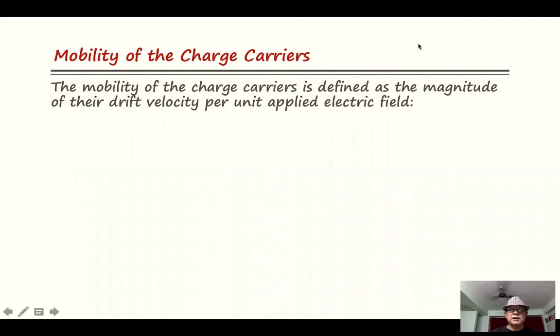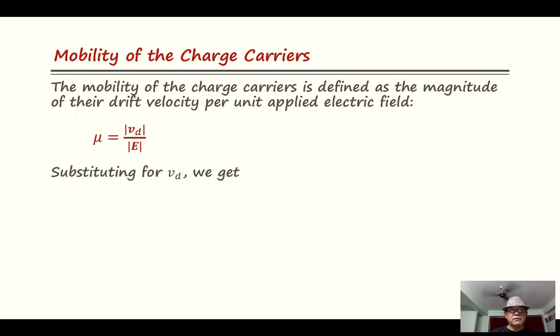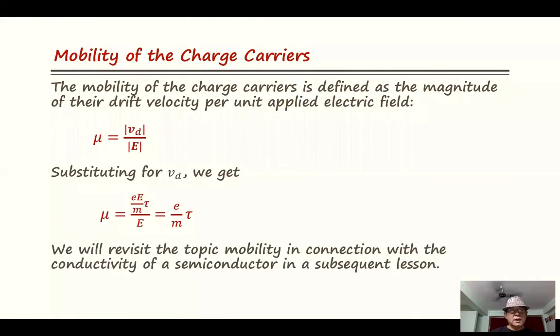Mobility of the charge carriers. The mobility of the charge carriers is defined as the magnitude of their drift velocity per unit applied electric field. Mobility is denoted by the letter mu, which is equal to modulus of drift velocity Vd divided by modulus of the electric field E. Substituting for Vd, the drift velocity, we get mu equal to e by m into tau as the final expression. We'll revisit the topic mobility in connection with the conductivity of a semiconductor in a subsequent lesson.